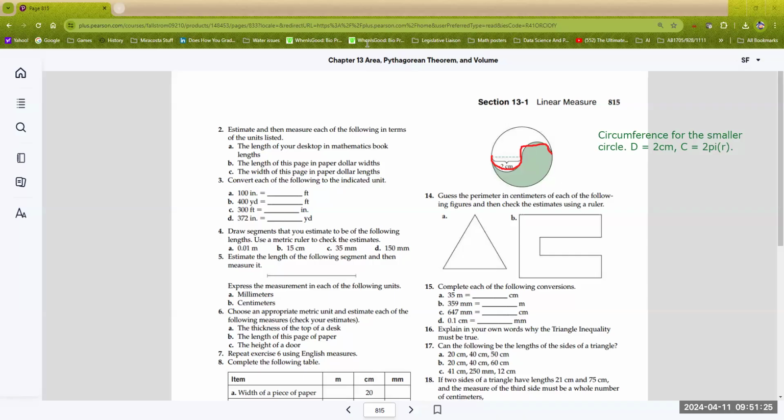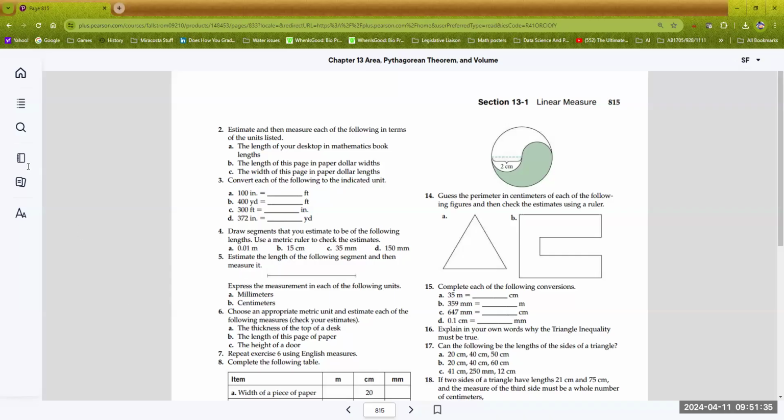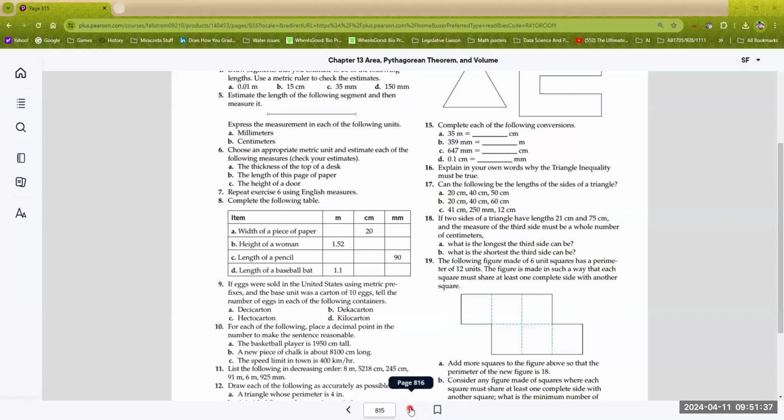All right, let's check in with the next question. Number 24. Let's take a look at 24. Next page.